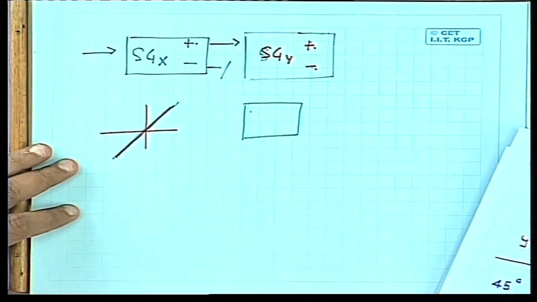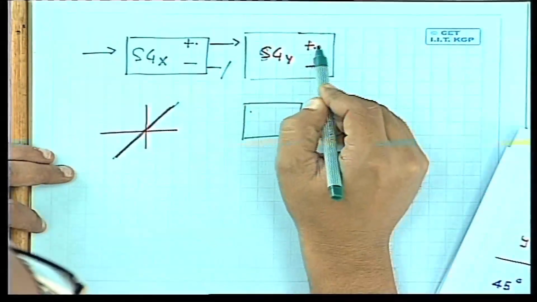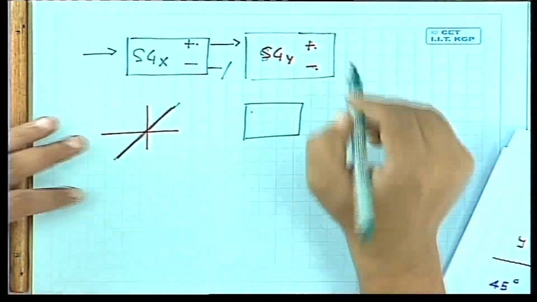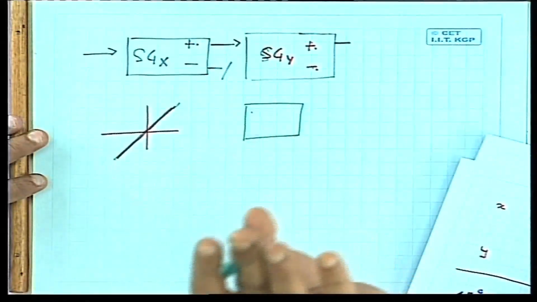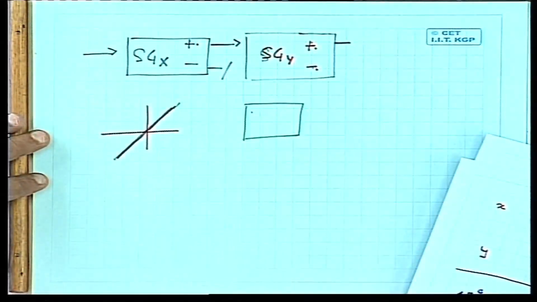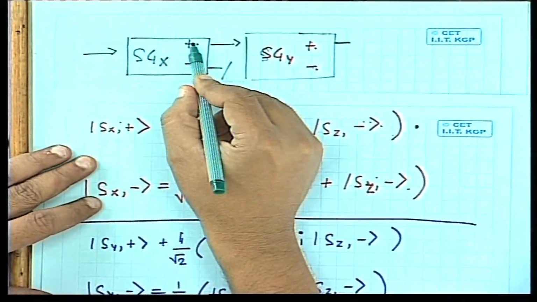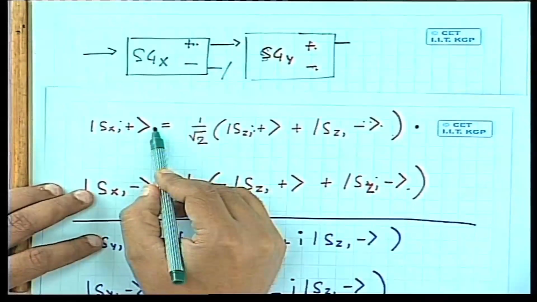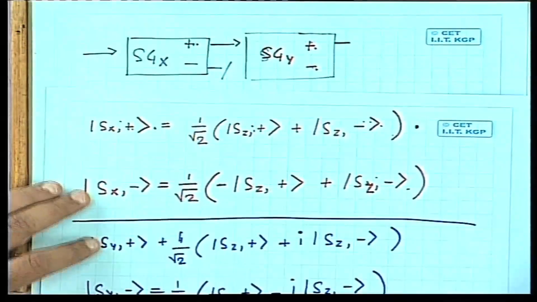So similarly, if I send this through something which will measure the y component of the spin, and I ask you what fraction of the particles will come out with positive spin along the y-axis, what I have to do is express the initial state. The particle is initially represented by this vector, spin plus along the x-axis.